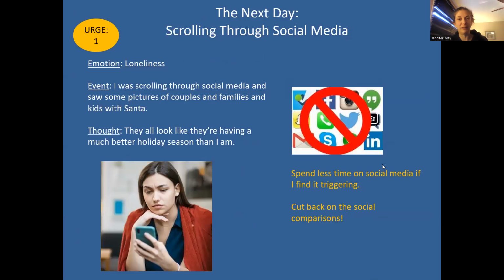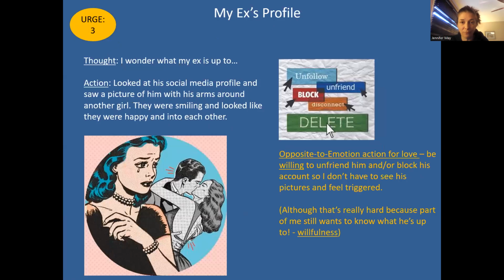Okay, so then the next day she's scrolling through social media and thinking all the social comparisons, people having a better time than me. So one thing you could do is spend less time on social media, kind of discipline yourself to do that. Put the phone down a little bit more. And if you are on social media, try to catch yourself doing those social comparisons and maybe challenge those comparisons. But maybe just spending less time on social media, especially this time of the year or in this vulnerable state, would be a good idea.